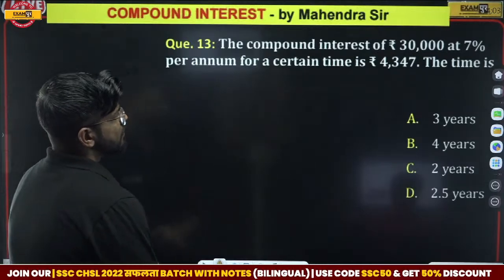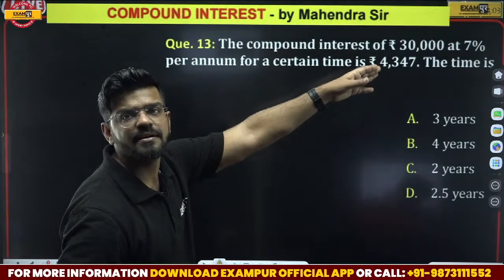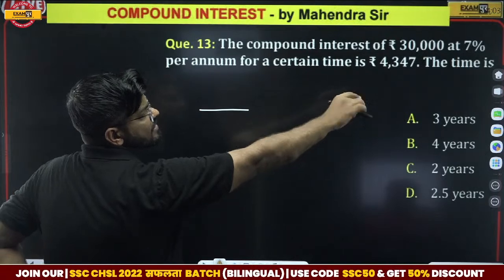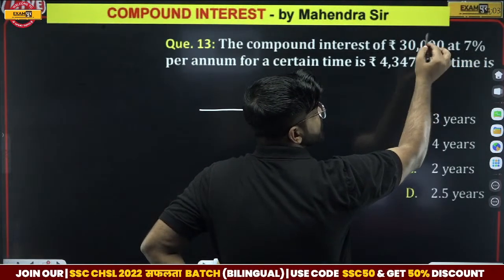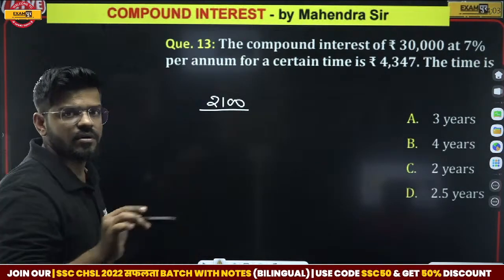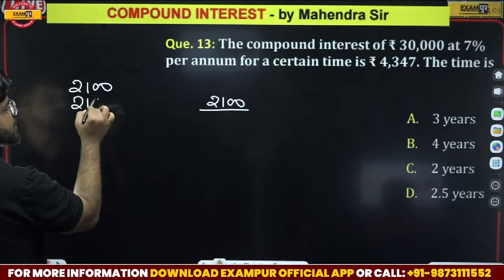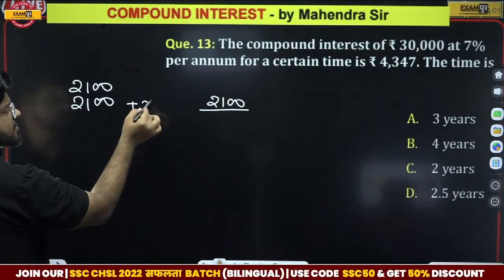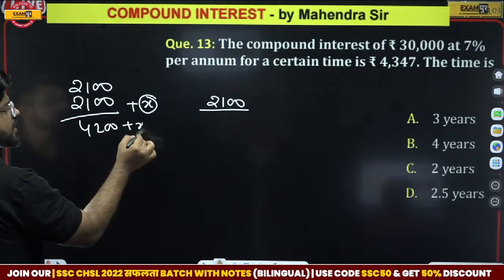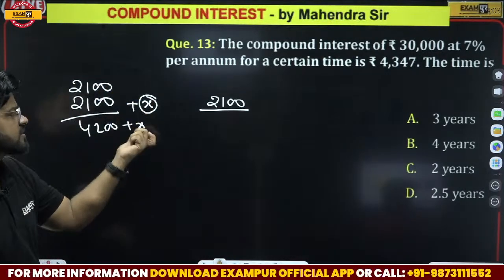So now we have different years. Just calculate the interest for 1 year. If I calculate interest for 1 year, I will get 7% of this. So 7% of this is nothing but 2100. For 2 years it will be 2100 and 2100 and something x, so it will be 4200 and something x. Then this x is nothing but the 7% of the previous interest.